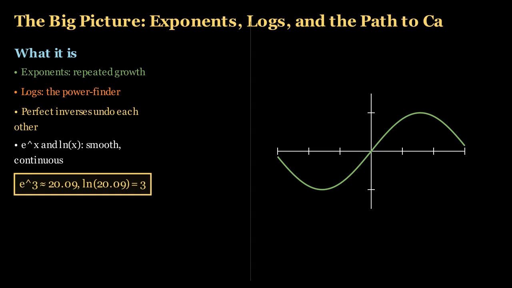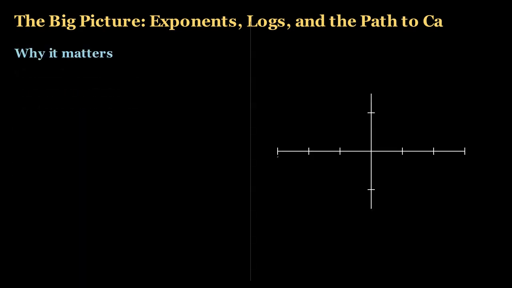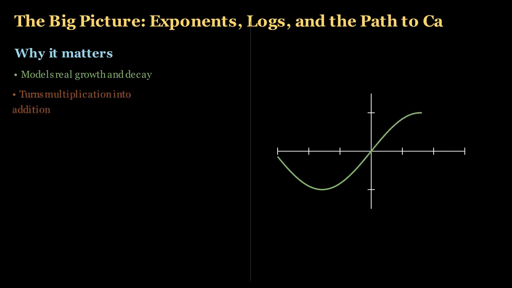Why do we care so much about these two functions? Because the real world doesn't grow in sudden jumps, it grows continuously. A population doesn't double once a year, it's growing every second. Money with compound interest grows while you sleep. Radioactive atoms decay smoothly. Exponents and logs are the language of that smooth, ongoing change.